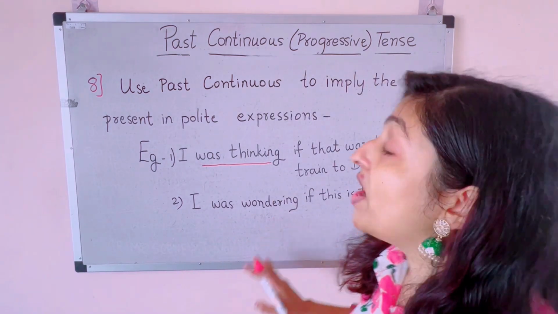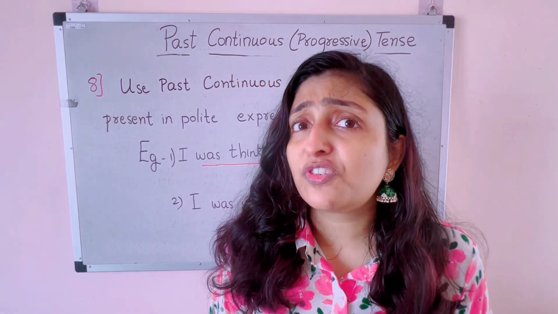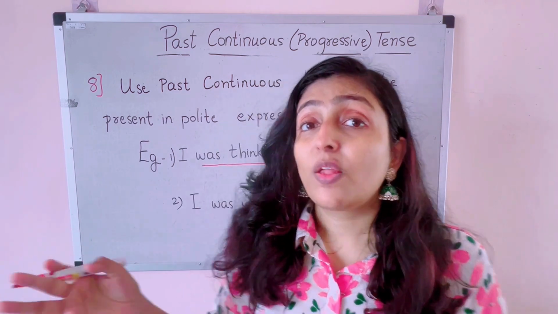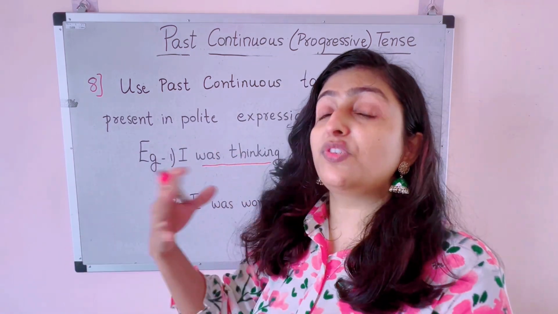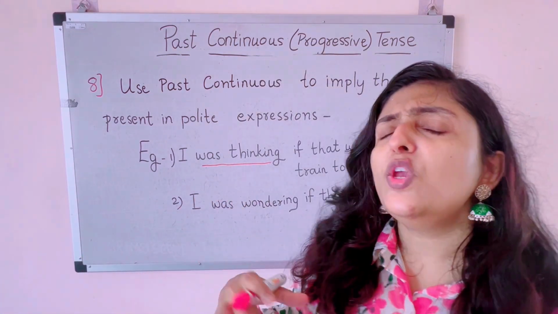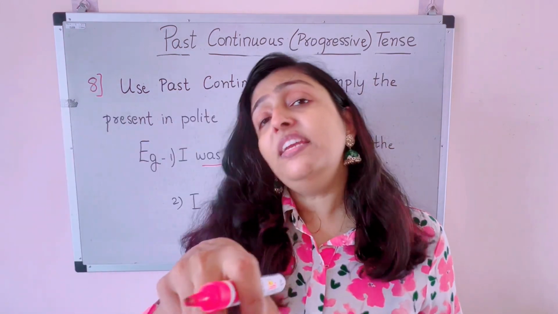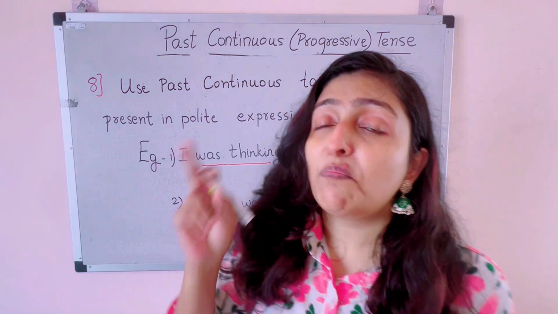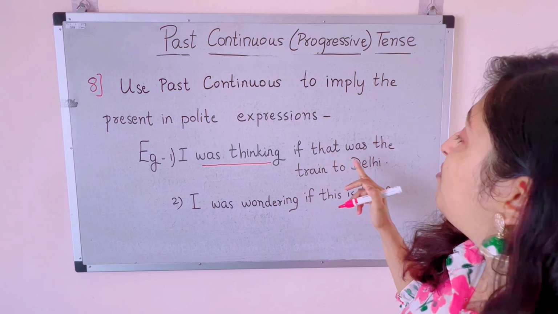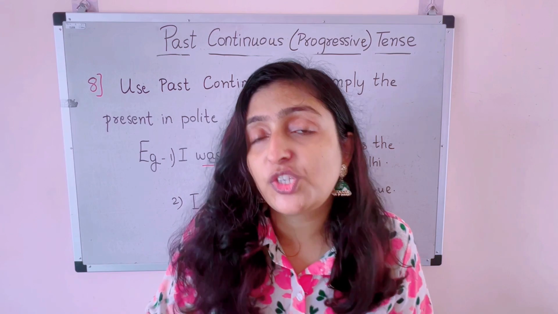Second is I was wondering. Thinking, wondering. Do you remember stative verbs? Everything of emotion, feelings and thoughts, verbs of emotions and thoughts, are called stative verbs. They come in this. But when you want to express something politely or your opinion, then in that case, you can use past continuous tense. I was thinking if that was the train to Delhi. So you need to understand the context or the scenario.